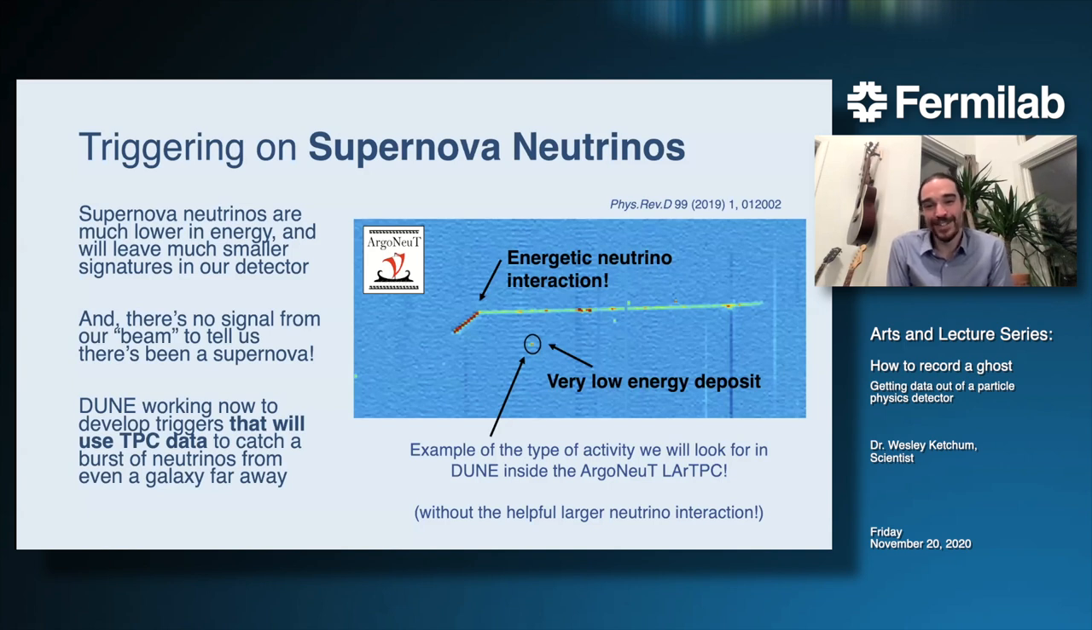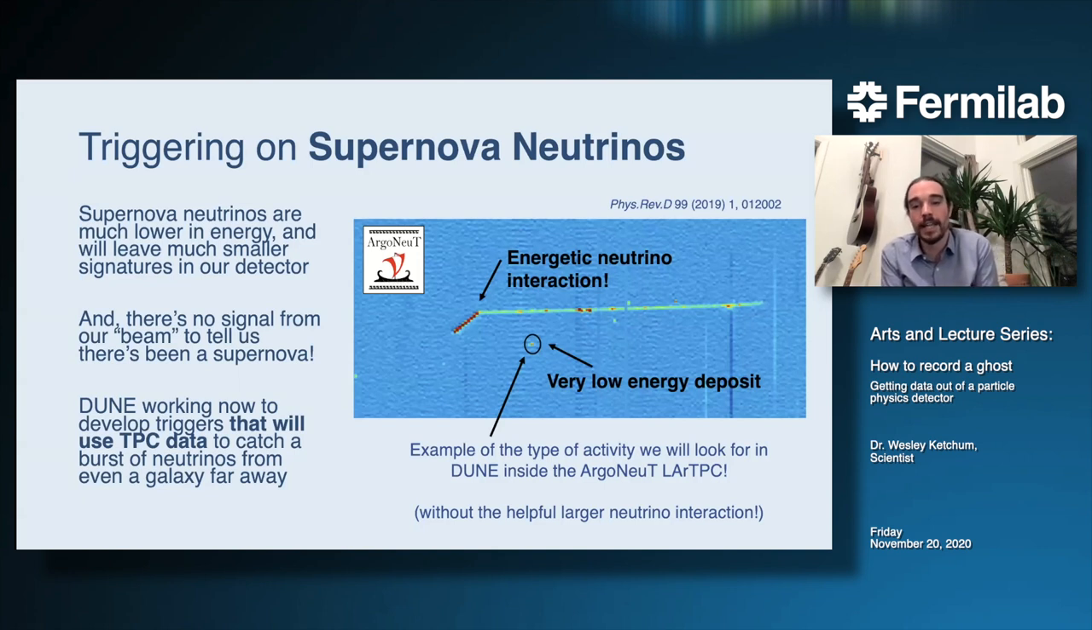So we can't use some kind of signal that tells us that neutrinos from a supernova are going to be coming. We have to be looking at the data ourselves and see if we think that we see a neutrino. And so this is what DUNE is really working hard on right now: to develop triggers that will use the TPC data to be able to catch a burst of neutrinos from a supernova that goes off in our galaxy, or even from a galaxy farther away.